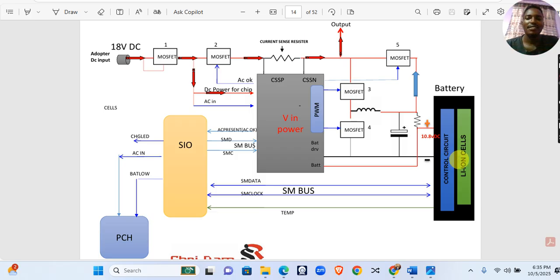Then you check whether it is charging. That is how you will eliminate the battery problem. Then from there, ensure that your SIO is good, obviously, because this SIO is also controlling this charging IC. I believe you can see these signals here. We have some signals coming and going to the SIO and to the charging IC, right?